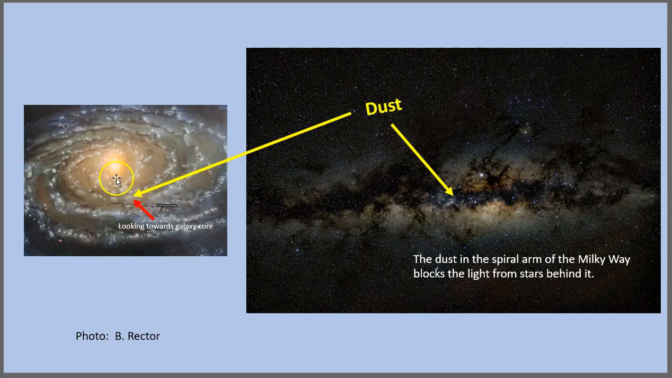Now, as you look towards the core, we have to look through a lot of gas and dust, and so in this picture over here, the dark regions here are blocking the light from stars behind it, and this would be dust and gas that is absorbing starlight, so we see these regions as dark.